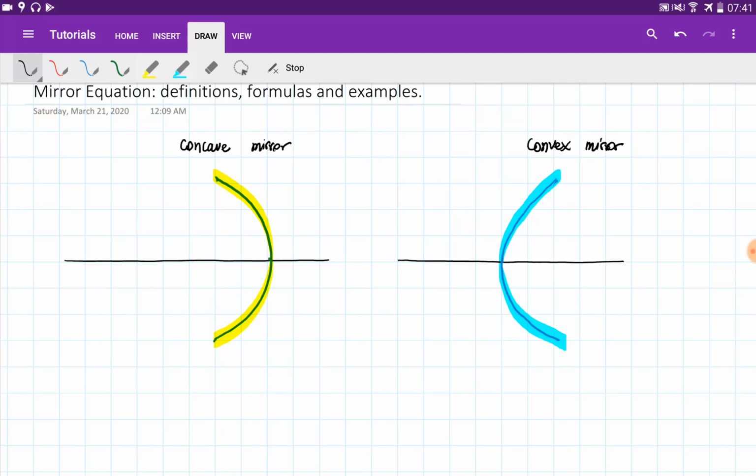In this video, we're going to talk about constructing the images of an object when the light is reflected through the mirror. And we're going to differentiate two types of mirror: one is called a concave mirror, and the other is a convex mirror. At the same time, we're going to define the basic notation, the formulas, and also do examples and a bit of simulations.